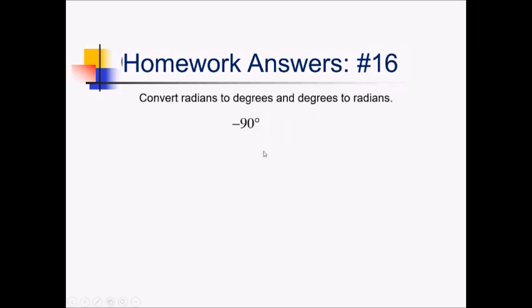On this problem, I'm trying to convert something in degrees to radians. So let me multiply by pi over 180. And now we're basically just reducing negative 90 over 180 and putting a pi on top. So that's going to be negative 1 pi over 2.